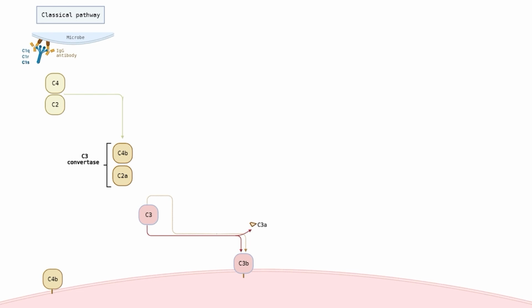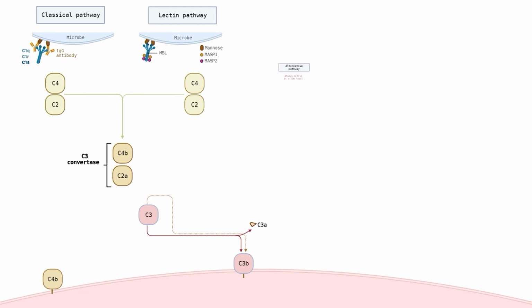The lectin pathway is initiated by recognition of mannose residues on the cell surface by mannose-binding lectins, or MBLs. These molecules act through MBL-associated serine proteases, also known as MASPs, to cleave C2 and C4, again forming the classical C3 convertase and leading to the creation of C3 activation products.